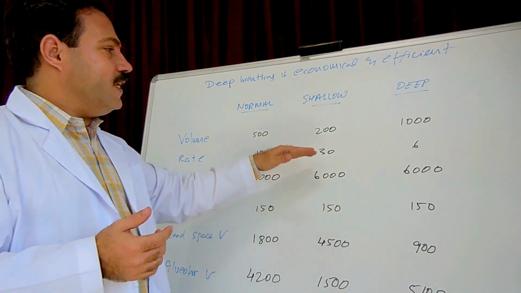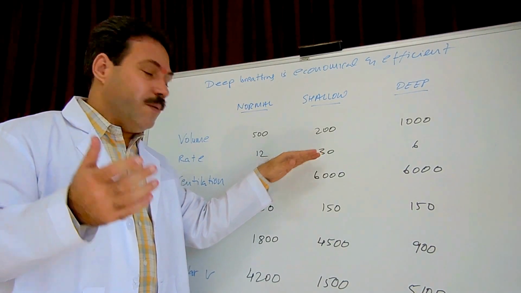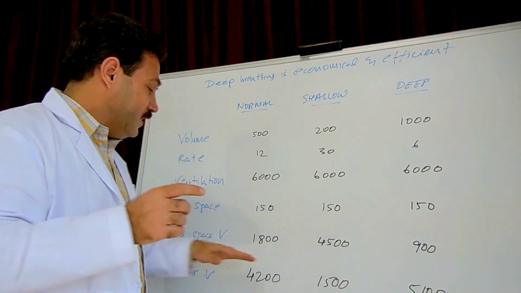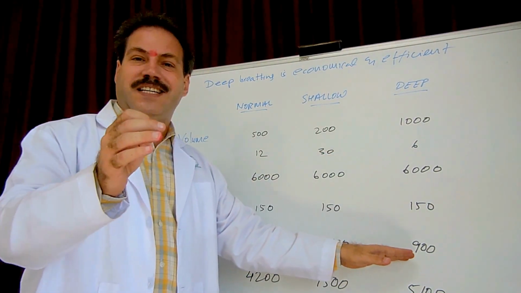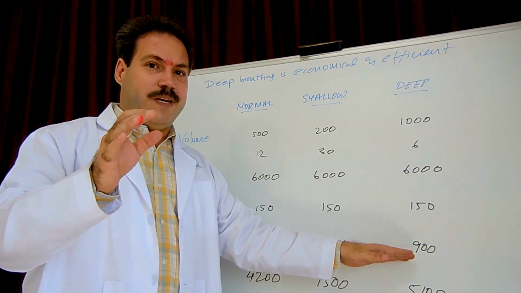So 150 milliliters when you are breathing 12 times a minute is 1800. When that same is being breathed 30 times a minute is 4500 just for the dead space, and when you are breathing 6 times a minute it is just 900 going into the dead space.